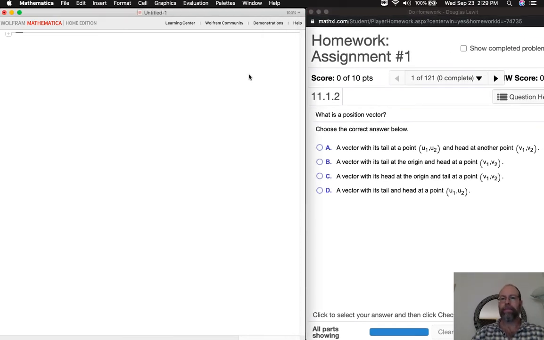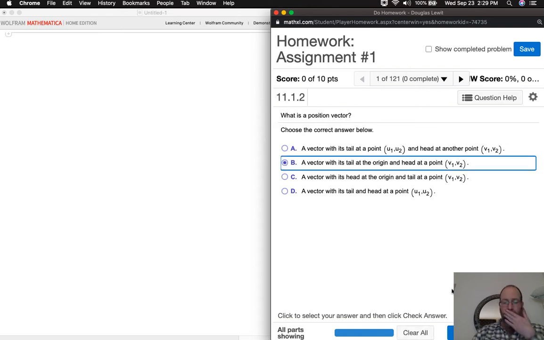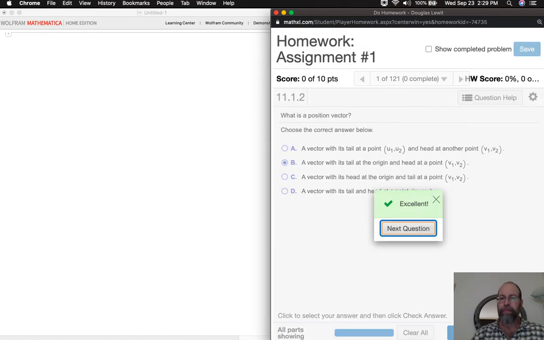What is a position vector? That's the first question. A position vector has its tail at the origin and head at the point v1, v2. That should be option B. Okay, good job. So next question.